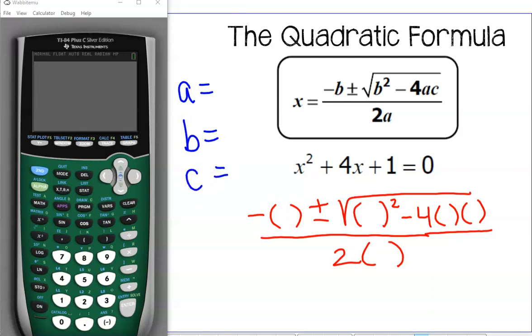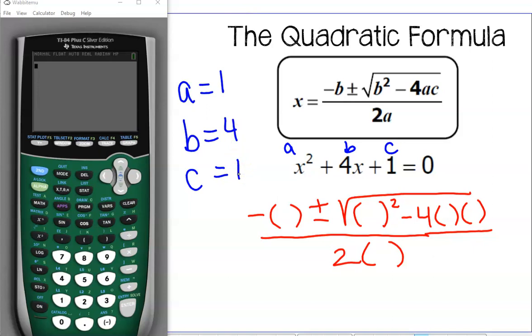That is found from the quadratic equation if it's in standard form, which this equation is. It's equal to 0. My x squared is first, my x is second, my constant is third. So if A does not have a coefficient, it's a 1. B is positive 4. C is positive 1.